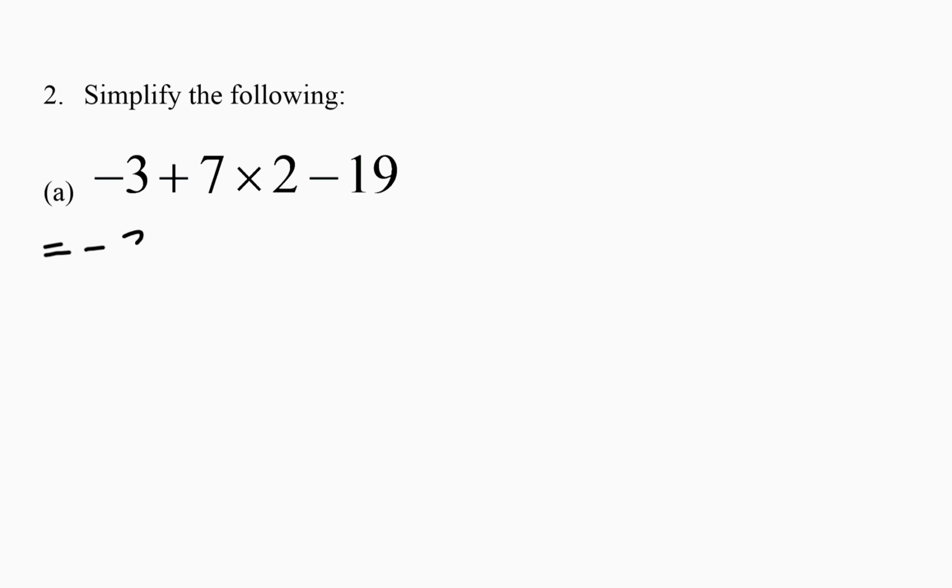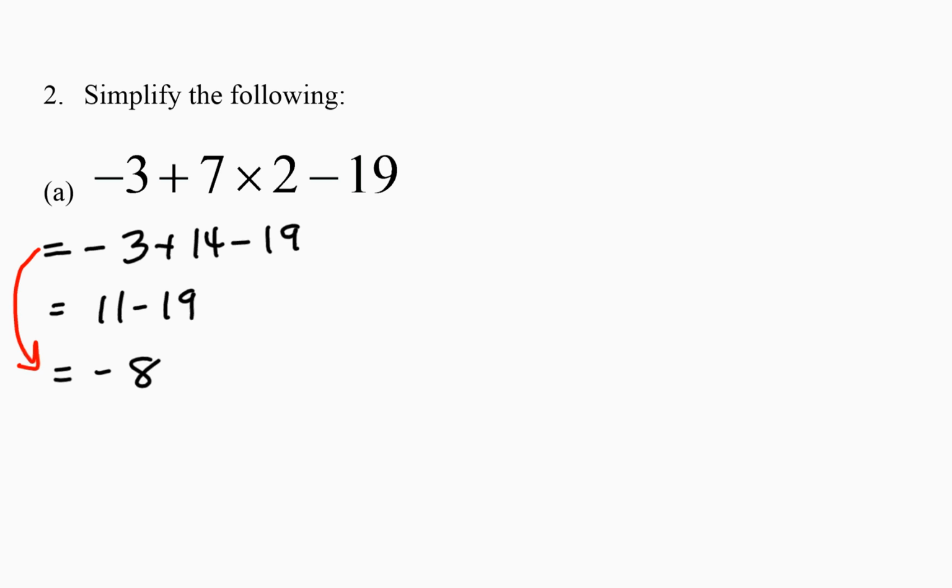So we're going to keep the -3 as is because we're not using it yet. 7 times 2 is 14. And then we're going to take away the 19. At this point, you can go and get your answer all in one step, or you can do it in 2 steps. So you can do -3 plus 14 is 11, and then subtract the 19. And 11 subtract 19 is -8. Or, if you wanted to, you could just go straight to -8 from that step there.